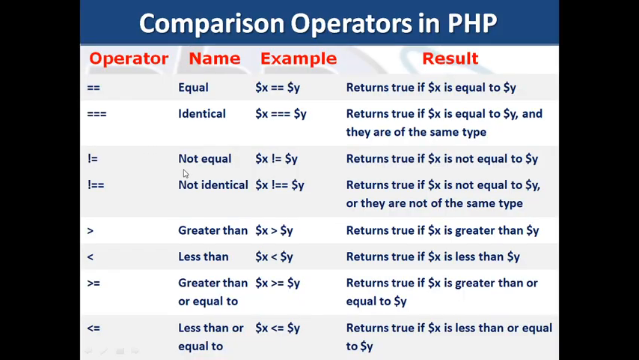Not equal, just opposite of equal. Whatever equal is returning false, not equal will return true. And not identical, exactly same. Whatever identical is returning true, not identical will return false.